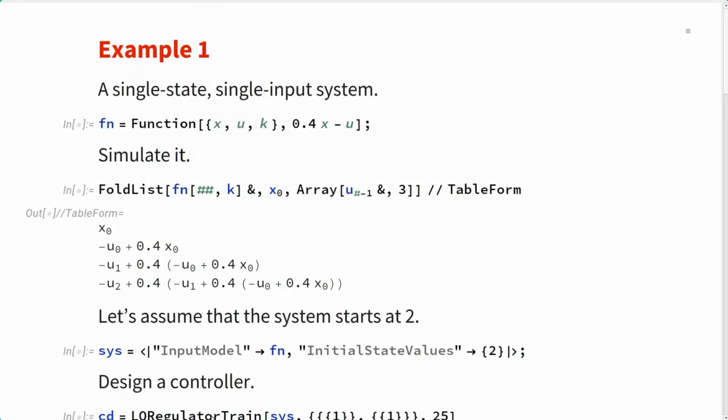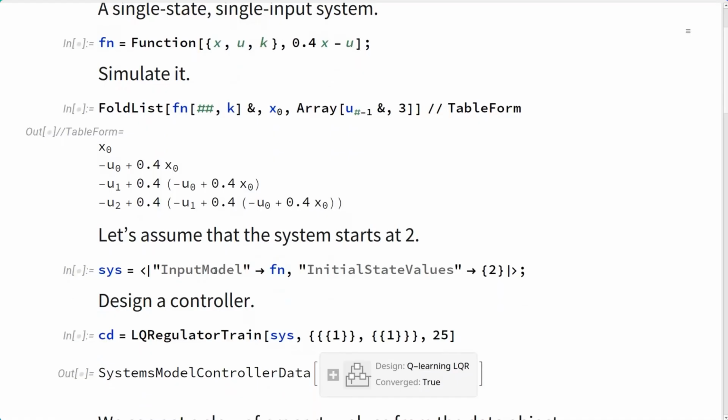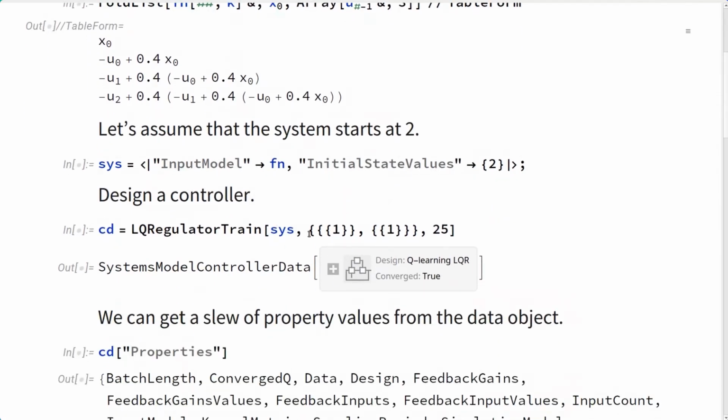So let's look at a basic example. Here I have a single-state, single-input system. It's just given as a function, and this is a simulation of it. This is how the function simulates and computes the controller. So I specify the environment, the input model is that function, and I start at a value of 2, and then we design the controller. I've given the weights, again like before, Q and R are 1 and 1, and I simulate it for 25 time instances.